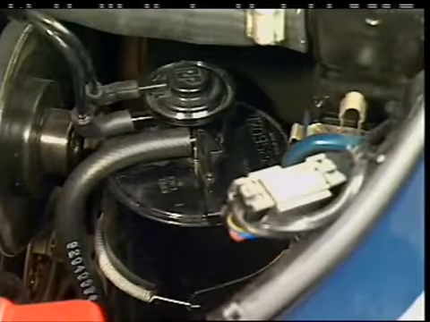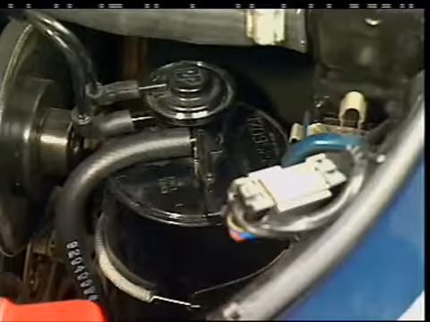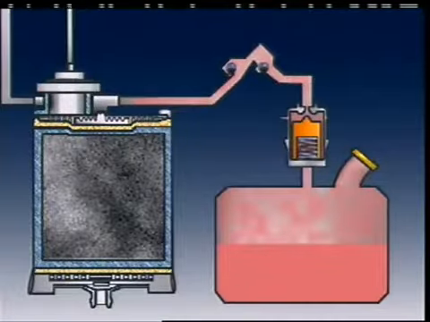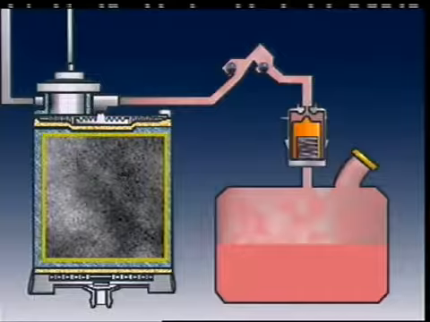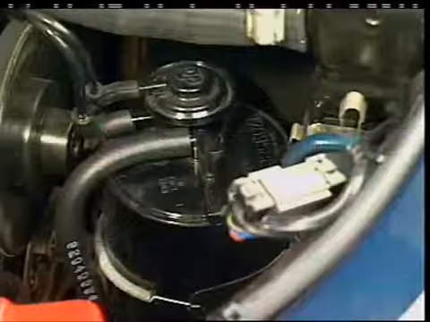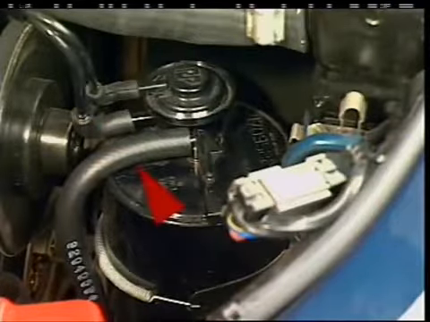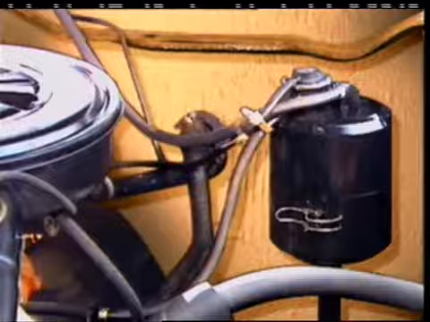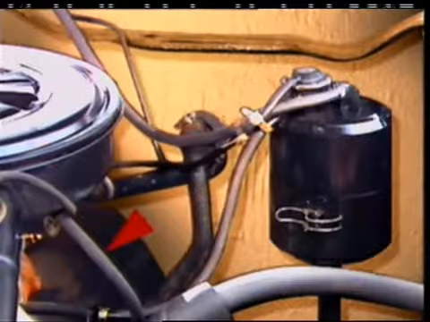Another kind of storage device is a canister of activated charcoal. Activated means the charcoal is porous with a large surface area. It can store large quantities of fuel vapour. It has connections for the fuel tank vent line and the purge line, which carries the vapours to the intake manifold. In some designs on carburetted engines, it also has a connection from the carburetor bowl.